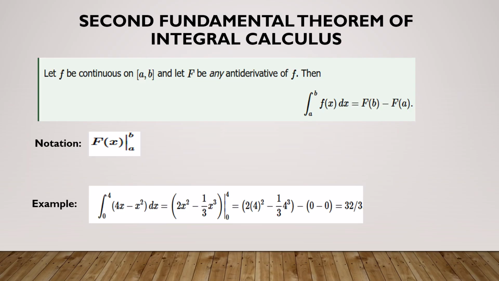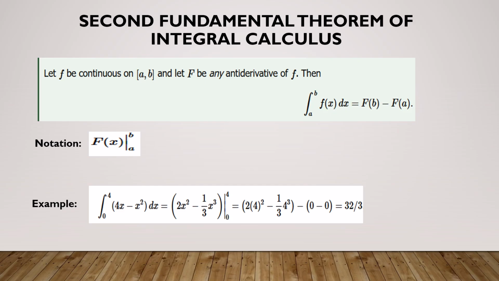The second fundamental theorem of integral calculus, this is nothing but the definition of definite integral. If small f is continuous on interval a to b, then capital F is any antiderivative, means the integral of small f. Then integral a to b f(x) dx is F(b) minus F(a). This is basically the definition of definite integral. The notation, you can sometimes also write it as capital F(x) in the range a to b.